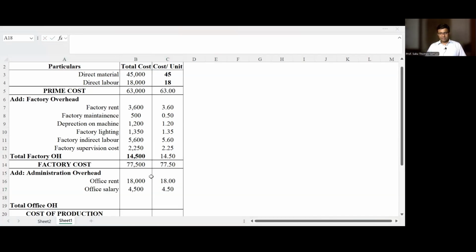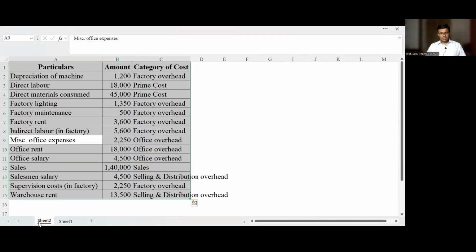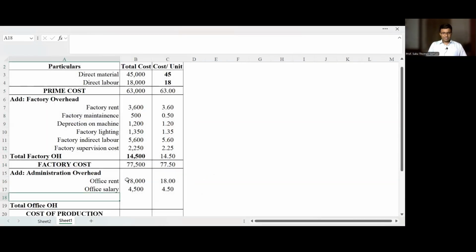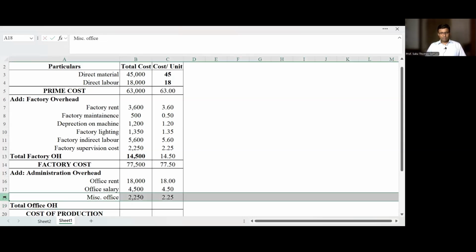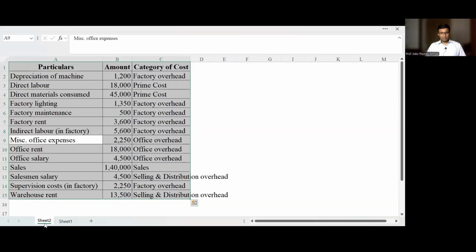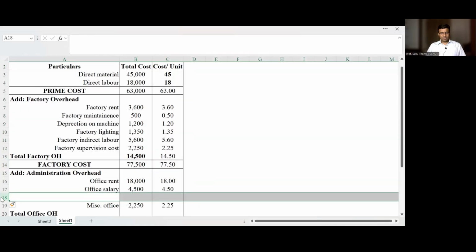Let's quickly see if we have missed out on anything. I think there's one more item I've missed out, so let me cross-check that. Okay, we have miscellaneous office expenses. Miscellaneous office expenses is 2,250, or this is 2.25. I think I've pretty much taken everything into consideration.